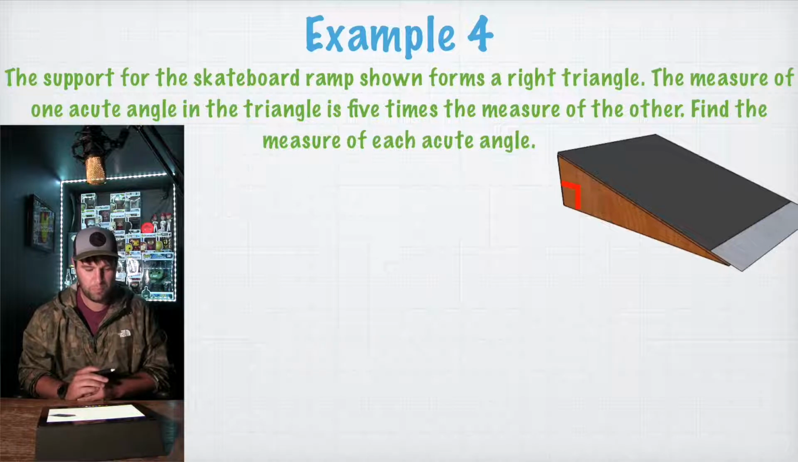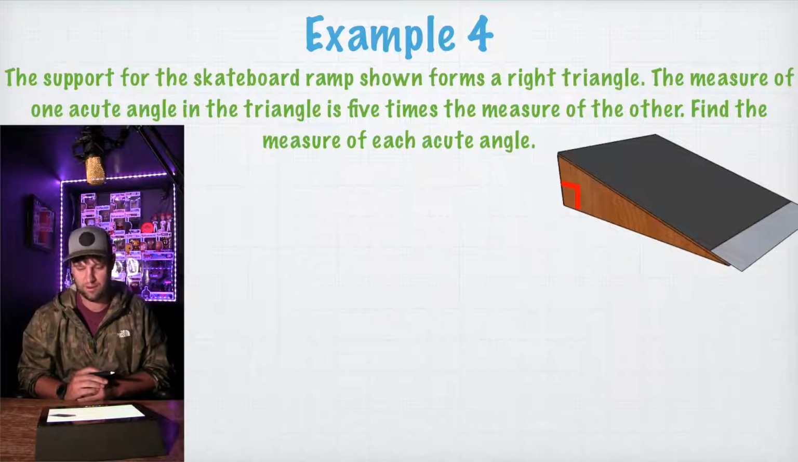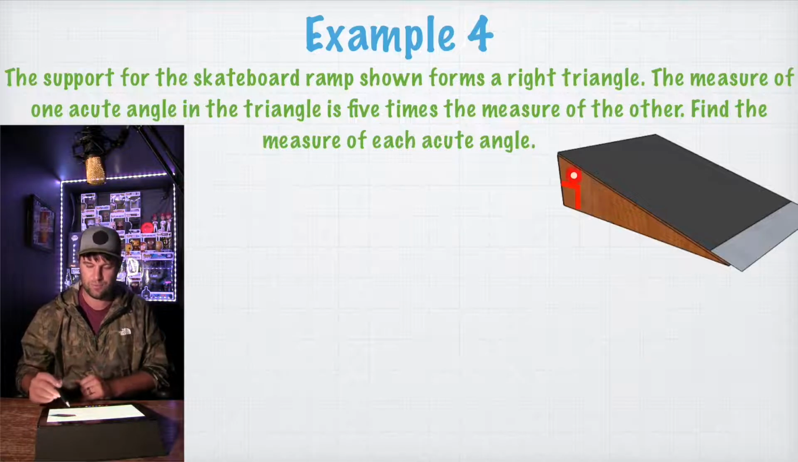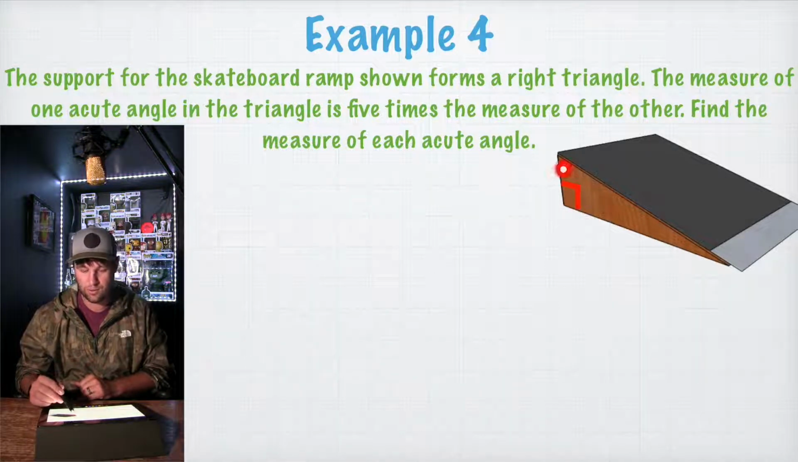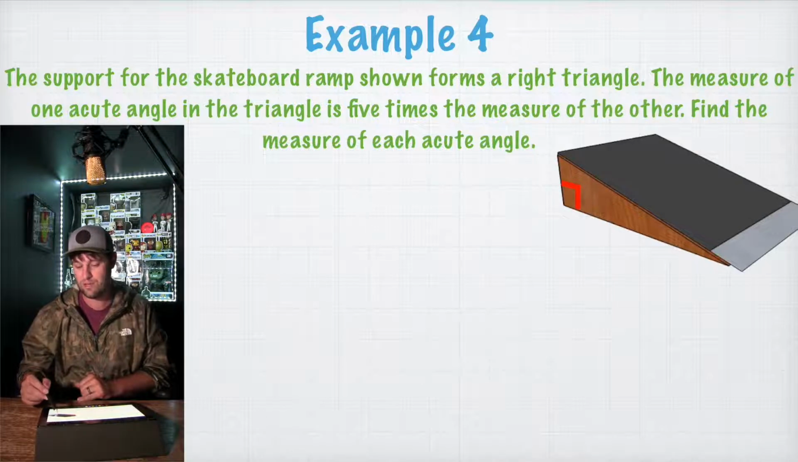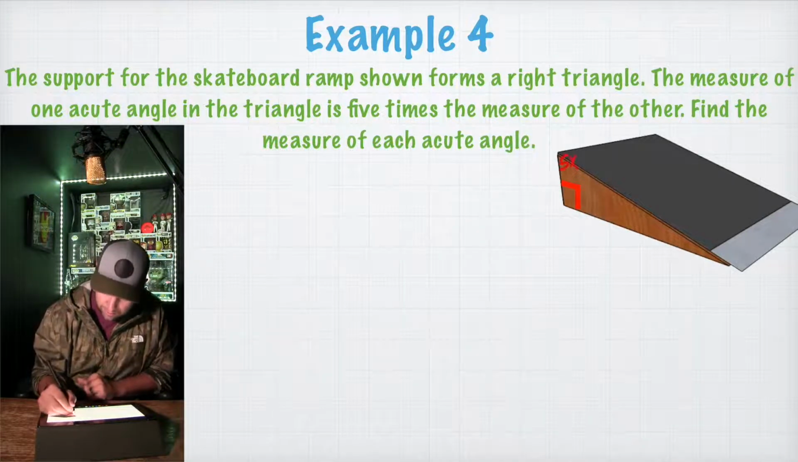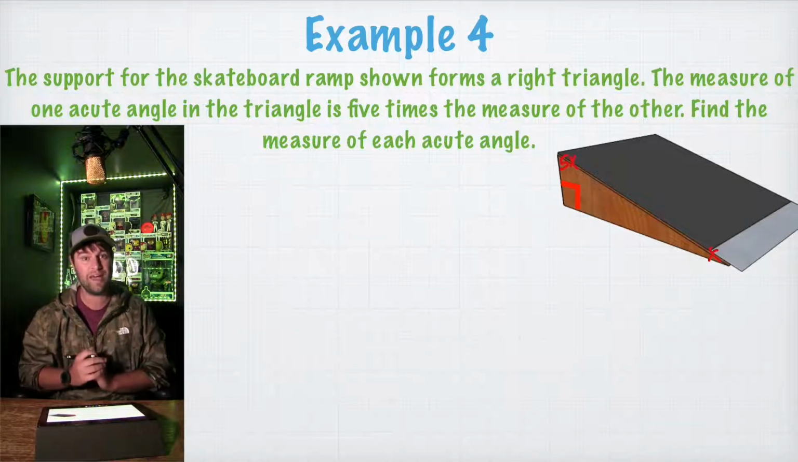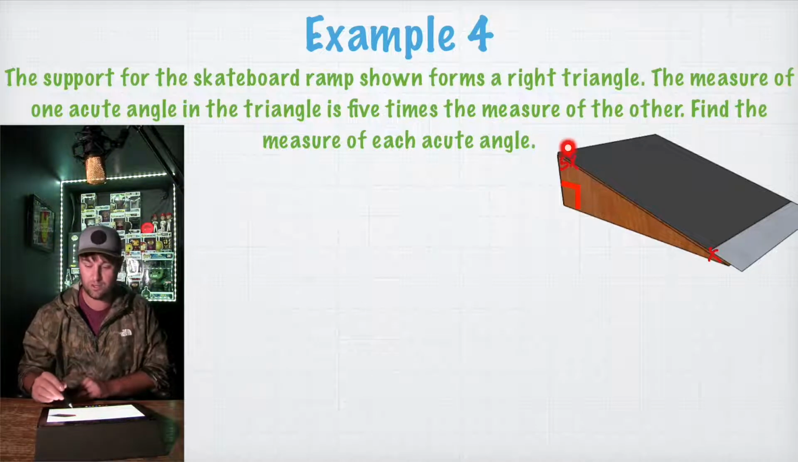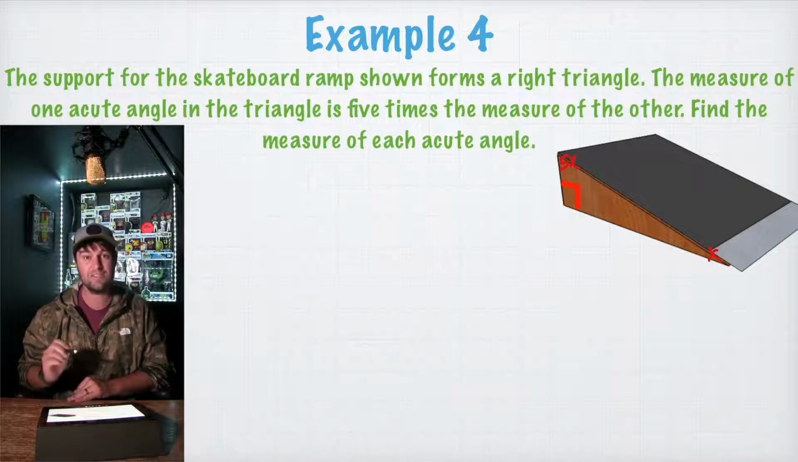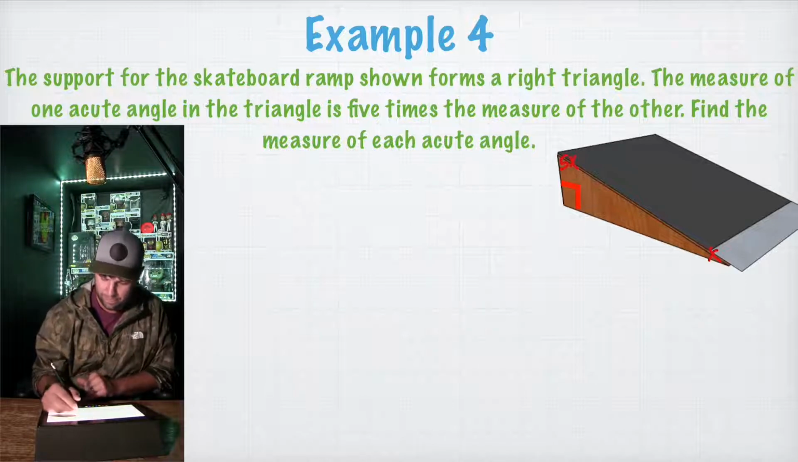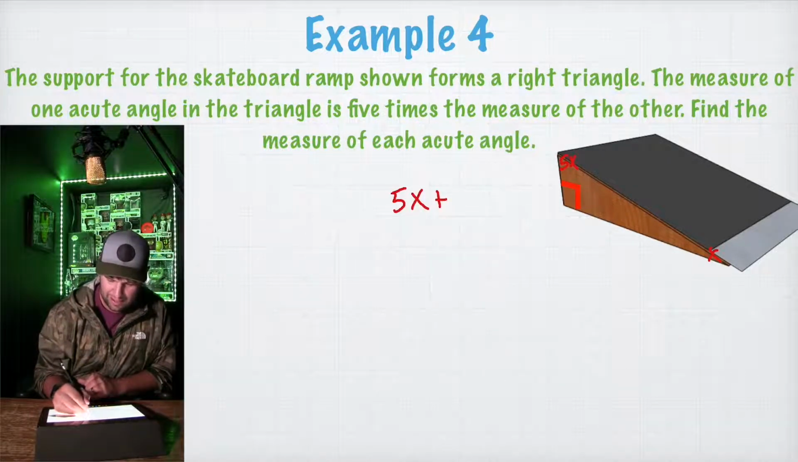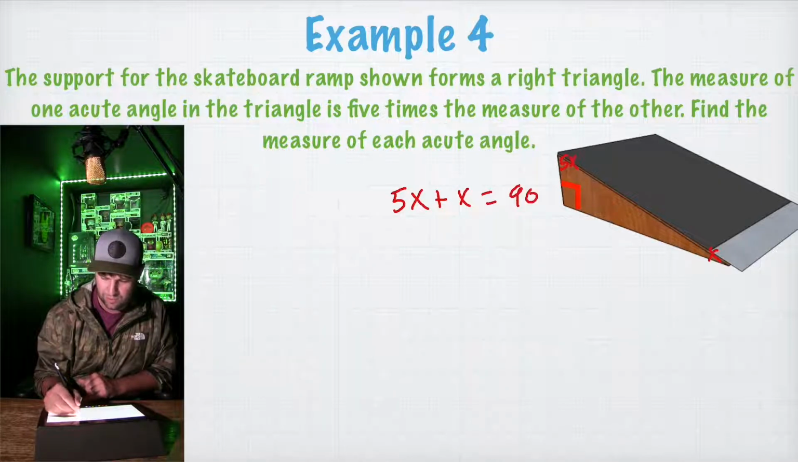So the support for the skateboard ramp shown forms a right triangle. The measure of one acute angle in the triangle is 5 times the measure of the other. Find the measure of each acute angle. So we know this is a right triangle, and we know that one of the angles is 5 times the measure of the other. So we know it'll be 5x and x for our angle measures. And we know those two angles have to add up to equal 90 by the theorem we just learned. So 5x plus x has to equal 90. Let's go ahead and write that down. 5x plus x equals 90.